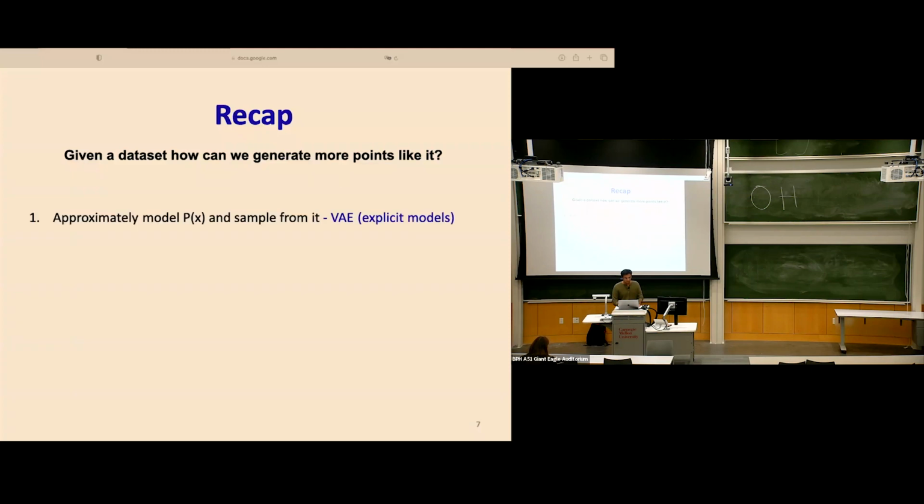Yeah, but what it actually does is, so that's the autoencoder way. We approximately model P of X, and we then sample from it. Once we know P of X, we can sample from it. So we define some tractable likelihood function and approximate P of X using our data set. And then we can sample from this distribution. And we do this using maximum likelihood estimation.